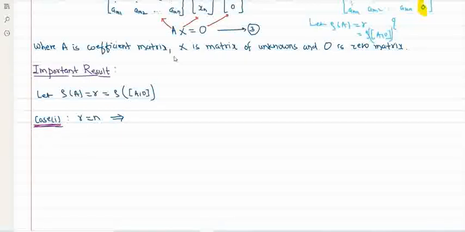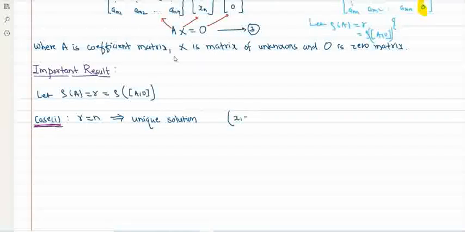Rank is equal to number of unknowns. What is the case in case of a non-homogeneous system? Unique solution. Same conclusion. Here also you will get a unique solution. But one thing you can observe, 0, 0, 0, 0 is always the solution.